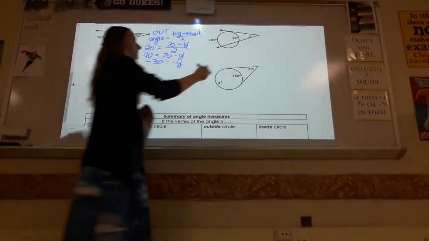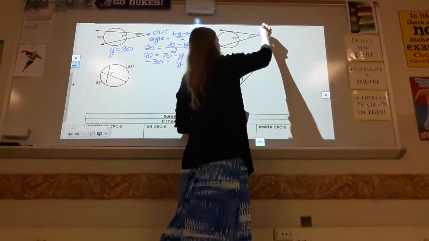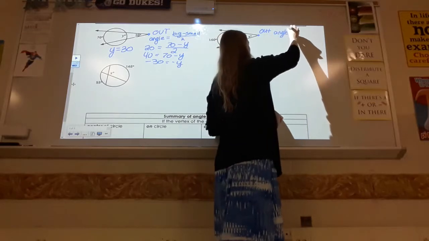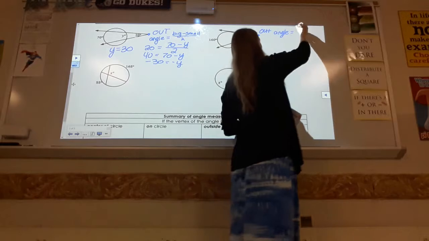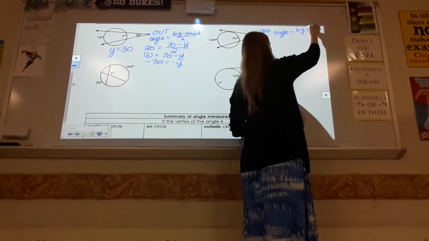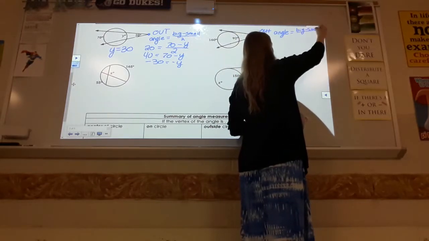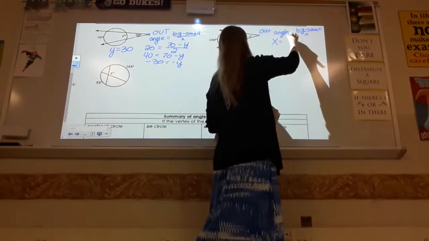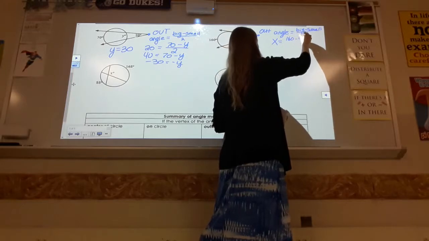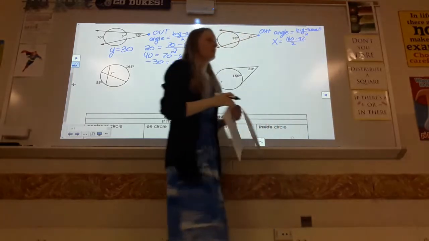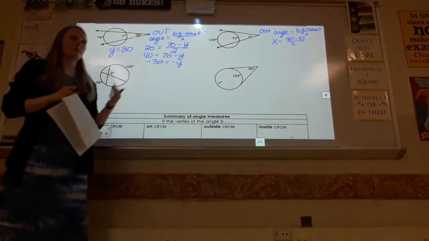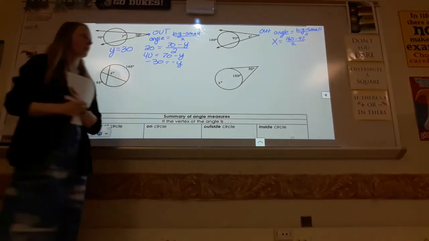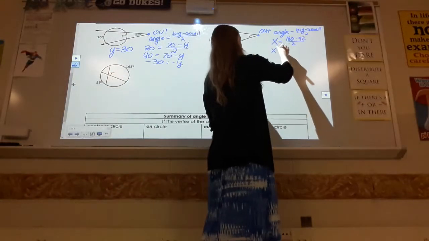Alright, what about this one? Is this in or out? Okay, so what's the formula? Angle, always write the angle first. Angle equals what? Big minus small divided by 2. Now let's plug everything in. What's the angle? X. What's the big arc? What's the small arc? And dividing that by 2. So this one you can just do the 160 minus 92, find what that is, divided by 2, and you get your angle. That's equal to 34.